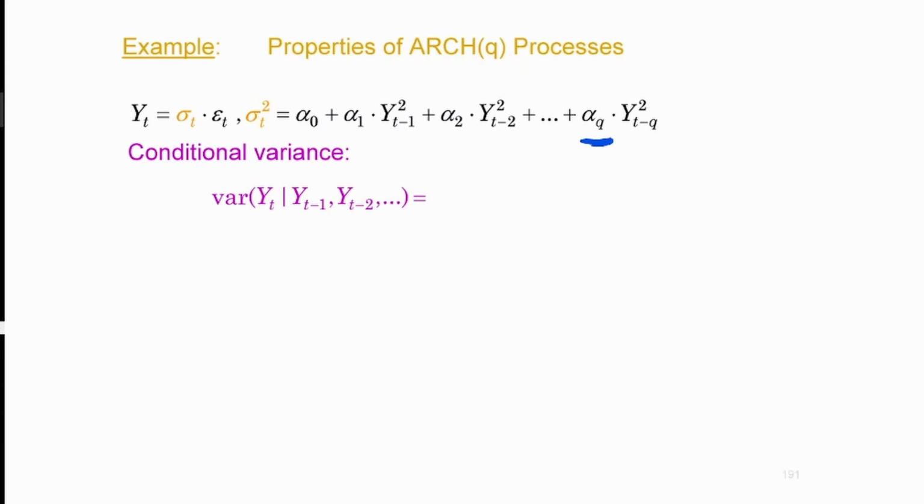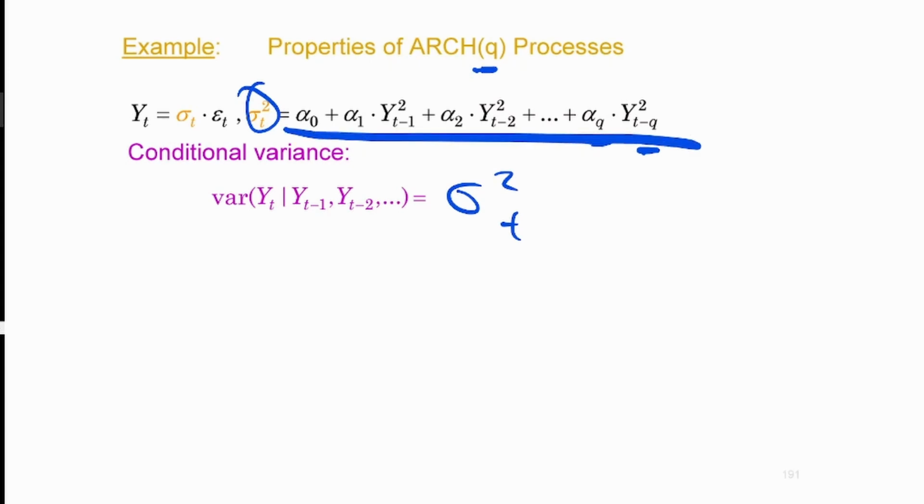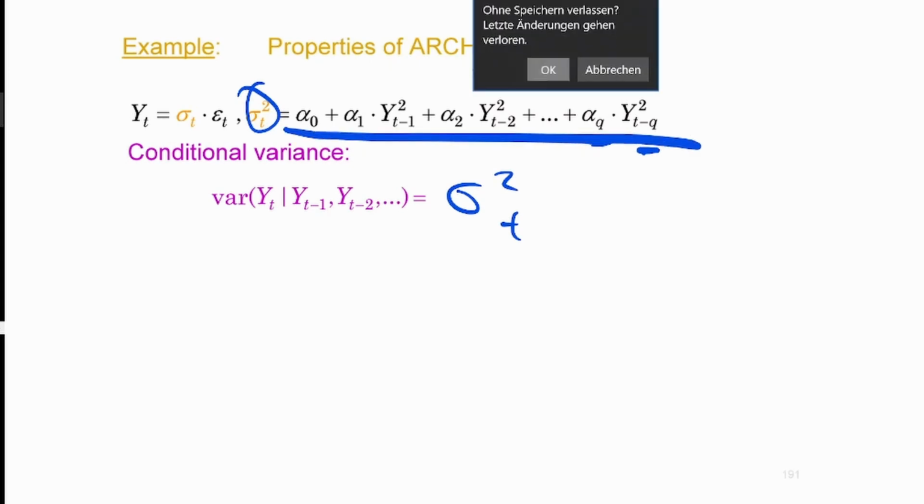Q is the order, right? I forgot to say that. Q is the order of the autoregressive structure of the conditional variance. So again, keep in mind, this is equal to the conditional variance. So if I say conditional variance, I mean this expression in particular. All right? Now, I'm going to show you that this is equal.